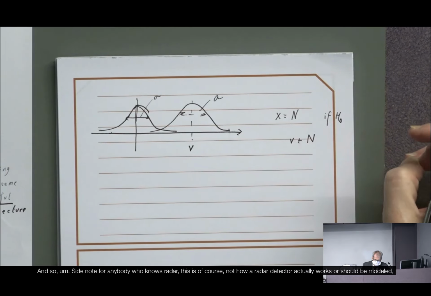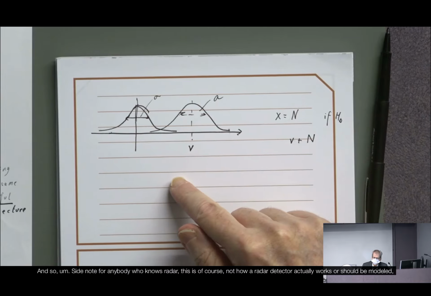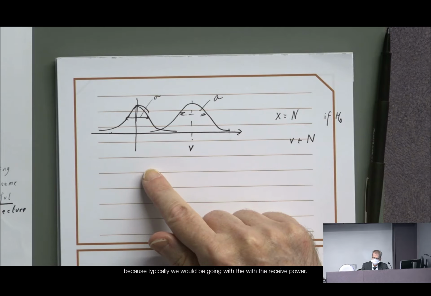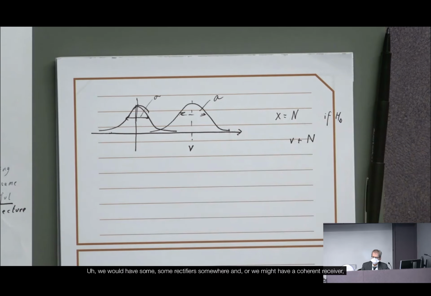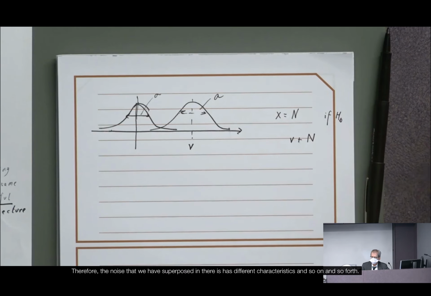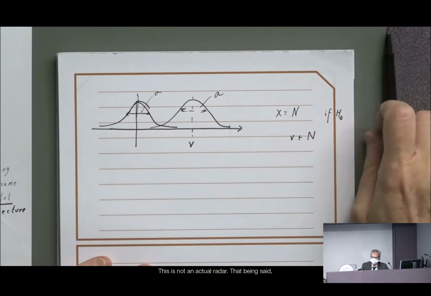Side note for anybody who knows radar: this is, of course, not how a radar detector actually works or should be modeled, because typically we would be going with the received power. We would have some rectifier somewhere, or we might have a coherent receiver, in which case we would have a complex signal, and we might be dealing with the amplitude of the complex signal. Therefore, the noise superposed in there has different characteristics, and so on and so forth. So this is an oversimplification for the purpose of explaining the concepts. This is not an actual radar.